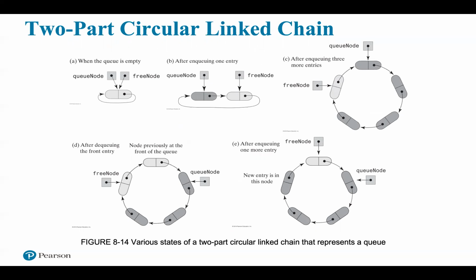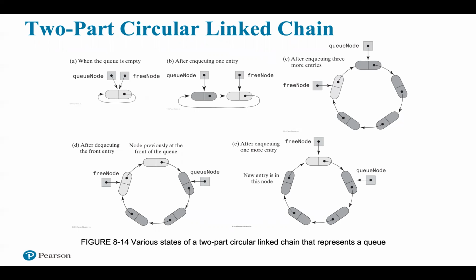Figure 8.14a shows the queue when it is empty. Both queueNode and freeNode reference the same unused node. Notice that the node references itself. We can tell that the queue is empty because queueNode equals freeNode. To add an entry to this empty queue, we allocate a new node and link it to the circular chain. Figure 8.14b shows the resulting chain for a queue of one entry. To simplify the figure, we have not illustrated the actual object in the queue.